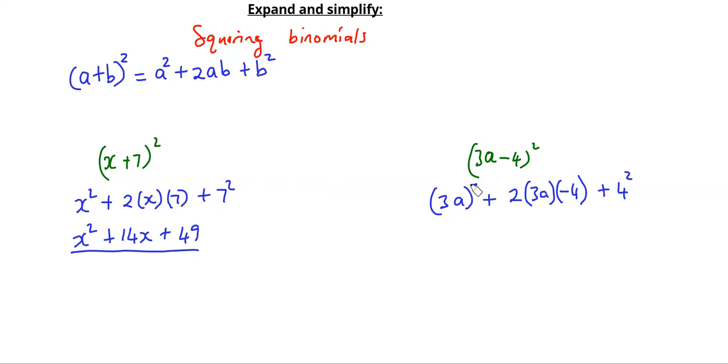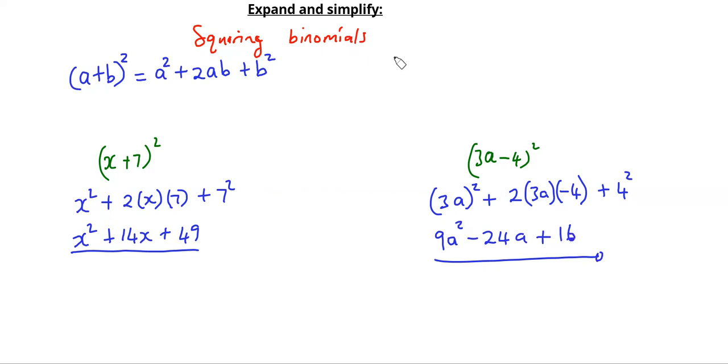Then in this case, what are we going to have here? It's going to be 9a squared. But now 2 times 3 is going to give us 6, times negative 4 is going to give us negative 24. Negative 24a plus 16. Okay, this becomes our final answer.